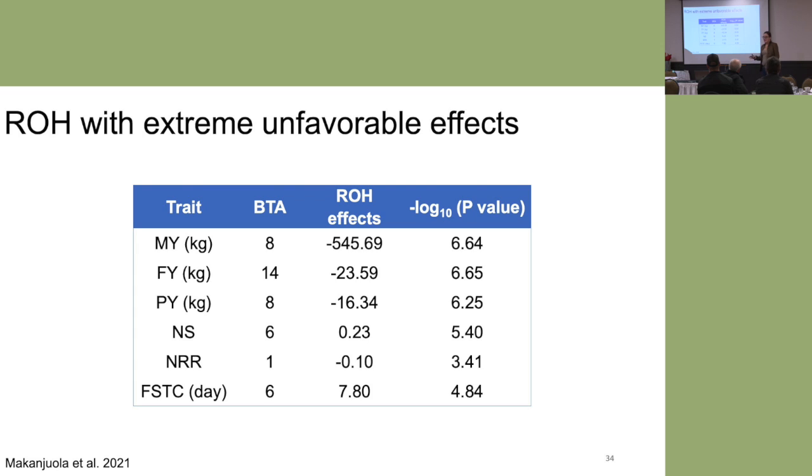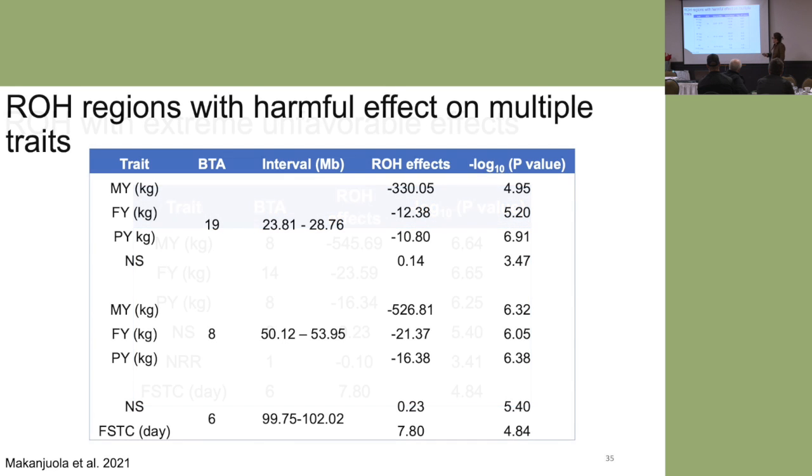Main story here is that there were specific spots in the DNA that we could identify that had a negative effect. And interestingly enough, there were regions that had a harmful effect on multiple traits at once. So not just individual traits, but a bunch of traits together. So milk, fat, protein, and number of services. There was a spot on chromosome 19 at 23 million base pairs to 28 million base pairs. So that's actually the physical distance in the DNA. That chunk of DNA had a nasty effect on all 4 of these traits at once.